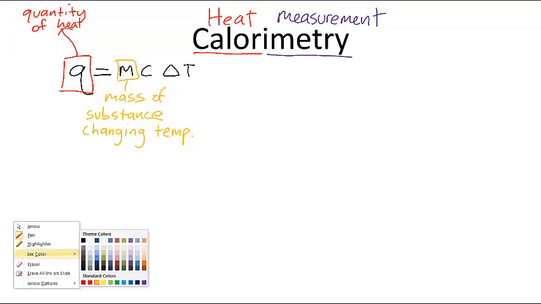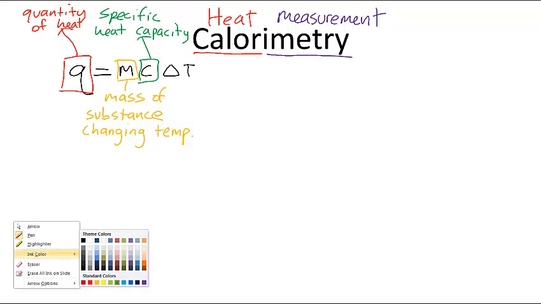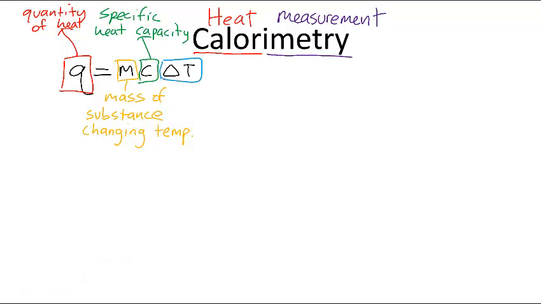All right, C is the specific heat capacity of that substance. And then delta T is the change in temperature.